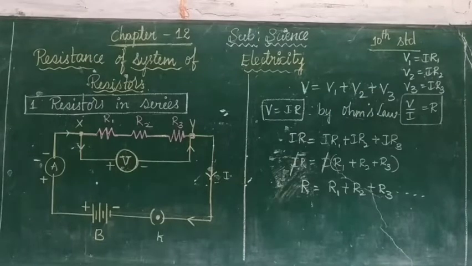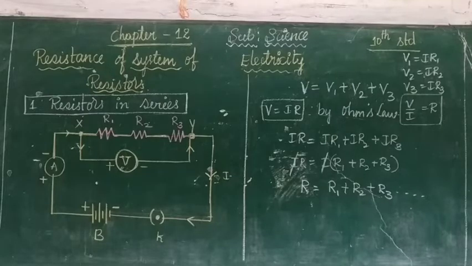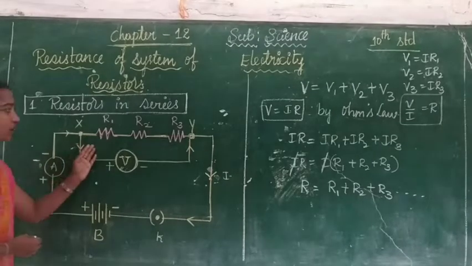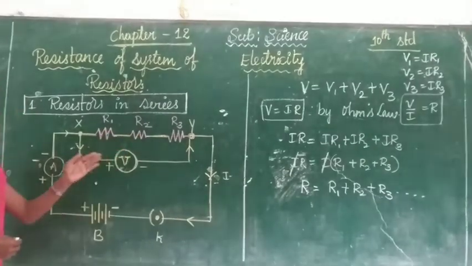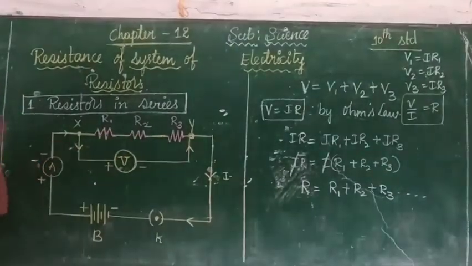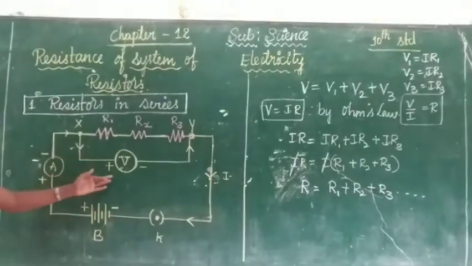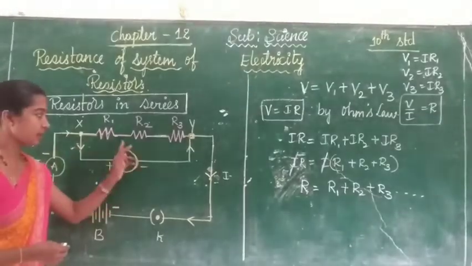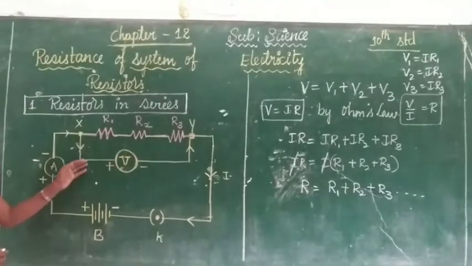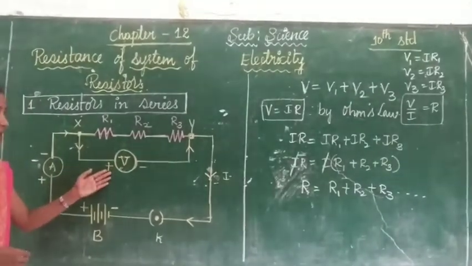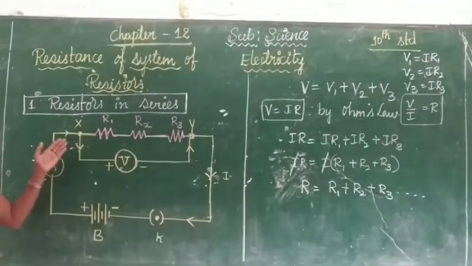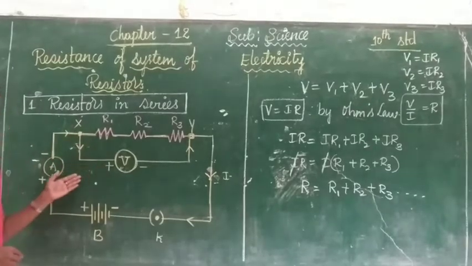Children, now let's see how much resistance is offered in this circuit. Here, how many resistors are there? There are three resistors in the circuit. Here V is connected in parallel to the resistors. That shows how much voltage is maintained across the ends of the conductor.